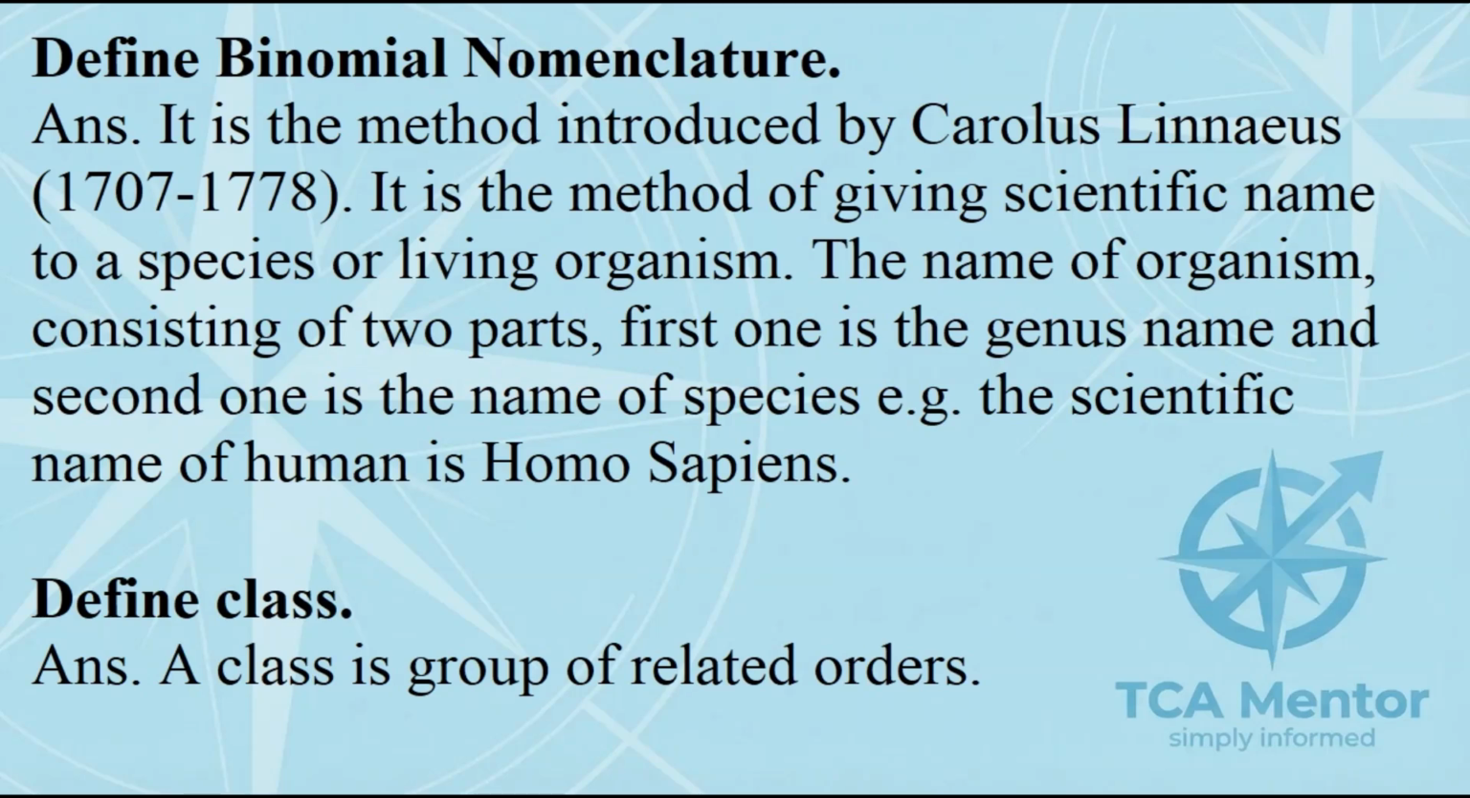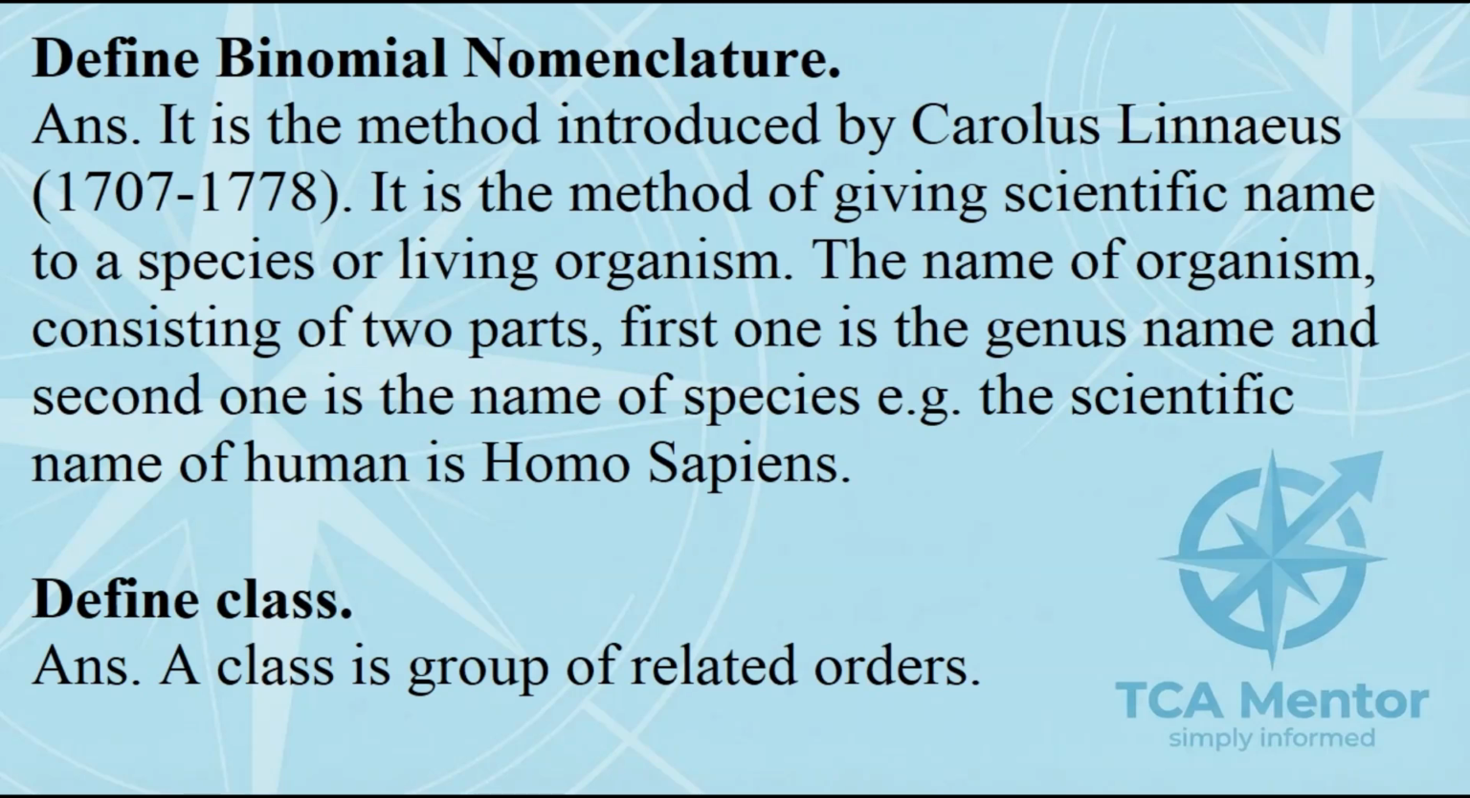Define binomial nomenclature. ANS. It is the method introduced by Carolus Linnaeus, 1707 to 1778. It is the method of giving scientific name to a species or living organism. The name of organism consists of two parts, the first one is the genus name and the second one is the name of species, e.g. the scientific name of human is Homo sapiens.